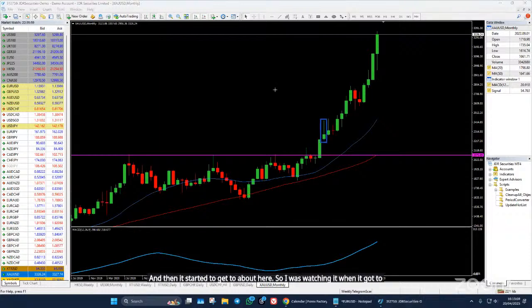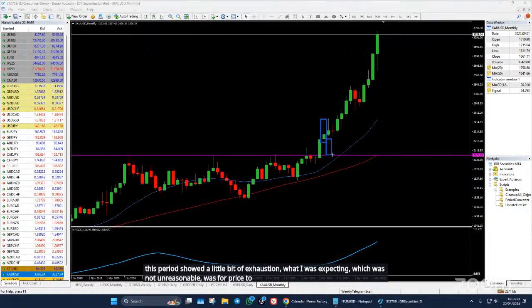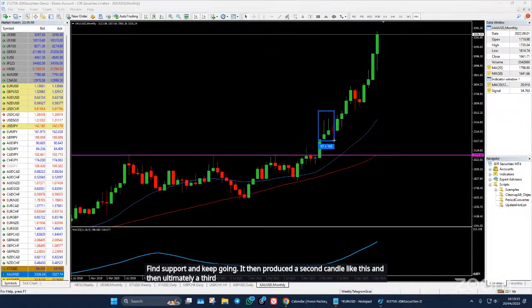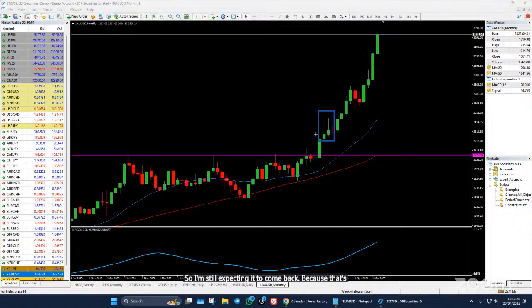It showed a little bit of exhaustion. What I was expecting, which was not unreasonable, was for price to come back to this key level, find support, and keep going. It then produced a second candle like this, and then ultimately a third candle like that. So I was still expecting it to come back because the price action was stalling. And I don't think I was alone in that thinking. Anyway, then the market pushes on.